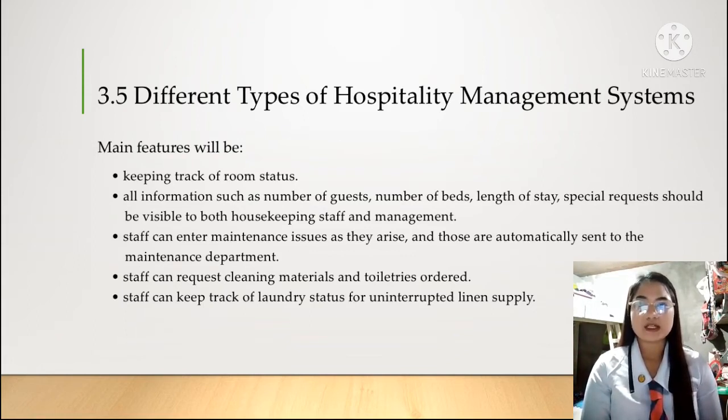Staff can enter maintenance issues as they arise, and those are automatically sent to the maintenance department. Staff can request cleaning materials and toiletries ordered. Staff can keep track of laundry status for uninterrupted linen supply.